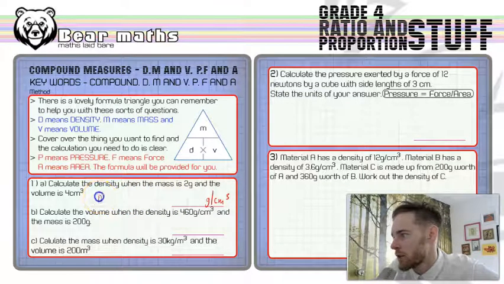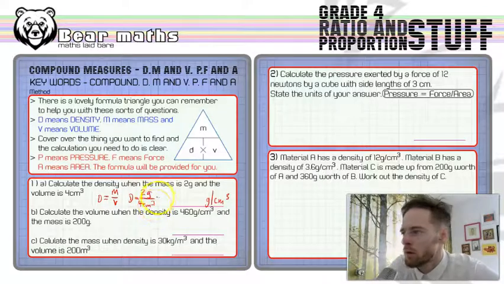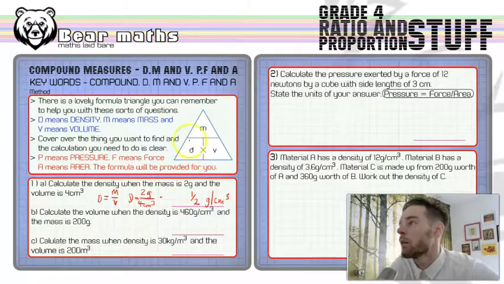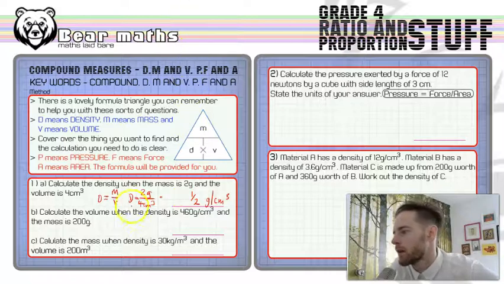This is what I would always show. D equals M over V, so you don't get it the wrong way around. D equals 2 grams divided by 4 centimeters cubed. Always put the units in so you can see what the units of your answer are going to be. And 2 divided by 4 is 1 over 2, 2 over 4, same thing. So we're just going to put 1 over 2 as our simplified answer there. Don't need to get rid of it because I've got space to do the next question.